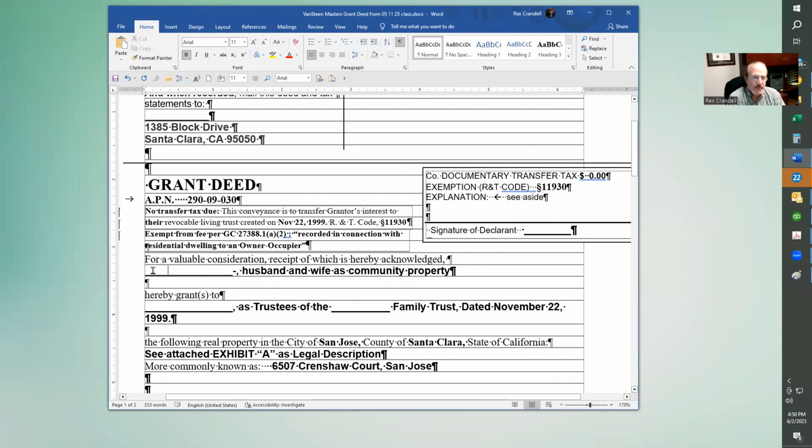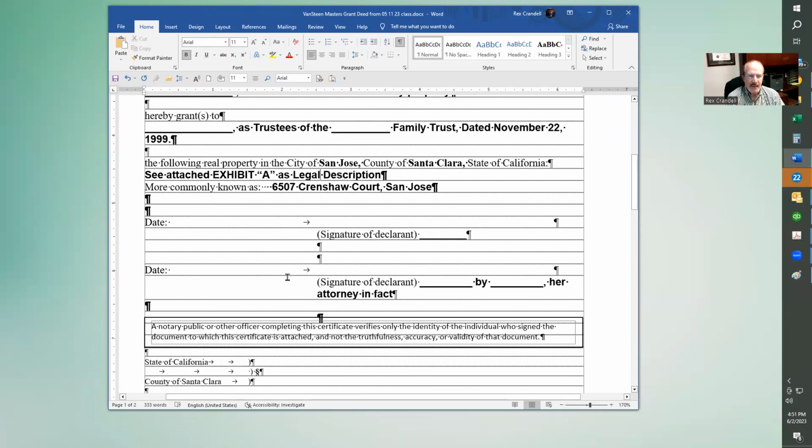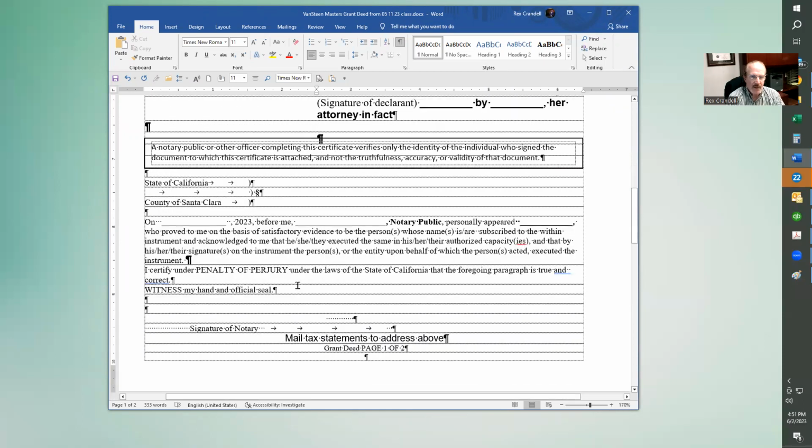And the first part of a grant deed, who it's coming from, and then who it's going to. In this case, husband and wife, community property, grants to their trust. The property is in whatever city, and then you put the attachment A, the legal description, and then commonly known as. And in this particular one, an attorney, in fact, was signing part of it, but normally it's not. It's just the declarant.